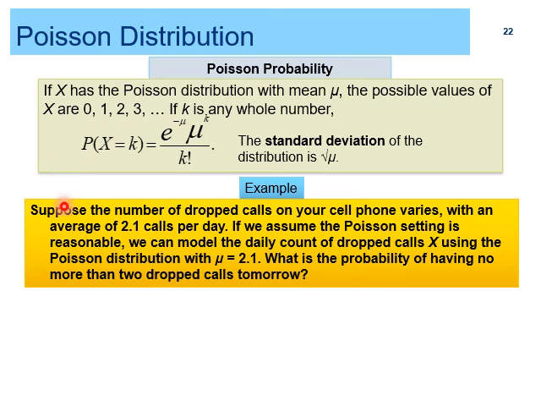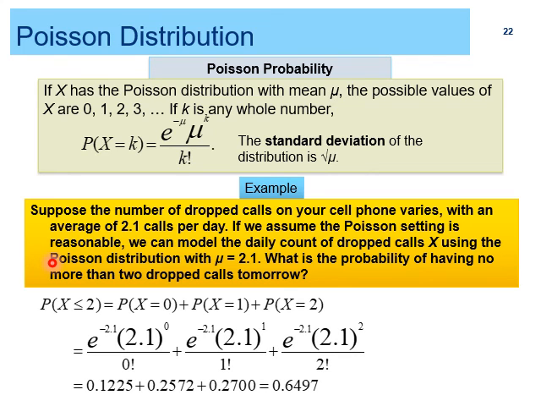So now we will see an example. Suppose the number of dropped calls on your cell phone varies with an average of 2.1 calls per day. If we assume the Poisson setting is reasonable, we can model the daily count of dropped calls X using the Poisson distribution with mu 2.1. What is the probability of having no more than 2 dropped calls tomorrow?